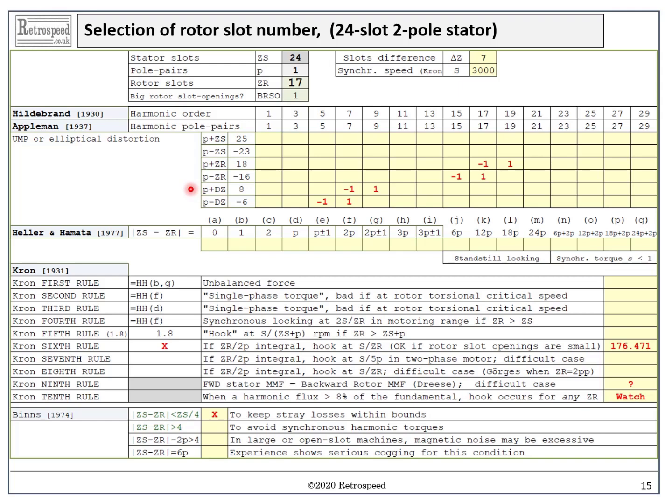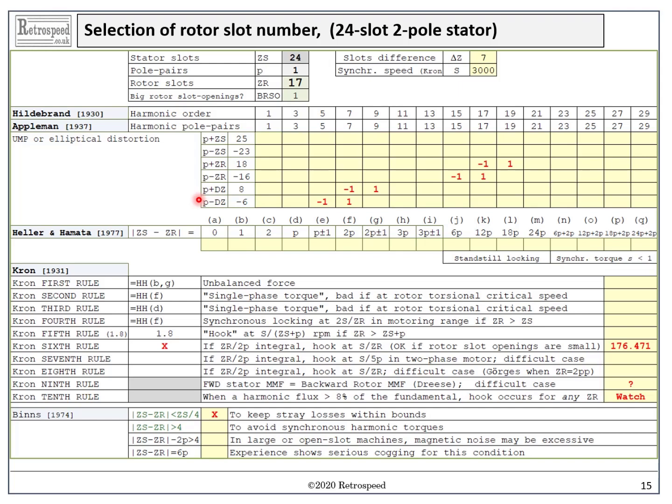To find a difference of 2, we have to consider the variations in permeance caused by the slotting, and in particular we're looking for the interaction of the stator MMF harmonics with these permeance variations. As the rotor rotates past the stator, it presents a varying permeance because of the slotting on both sides of the air gap, and this results in additional harmonics in the flux wave.